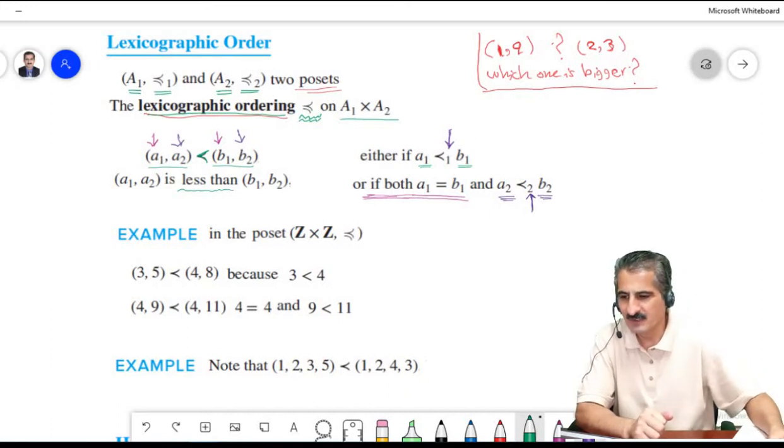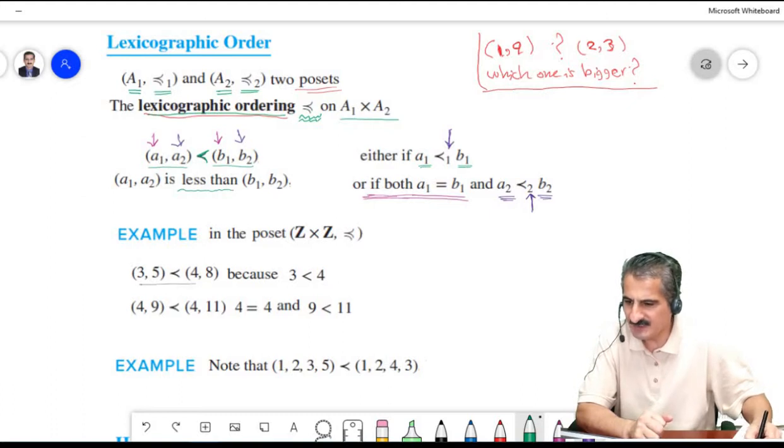Okay, so let's see here. We will say (3, 5) is less than (8, 4), because the first component here is less than the first component here, and then we are done. Now let's go to the one after.